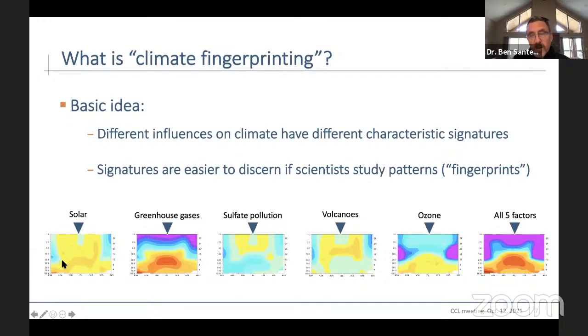So each one of these fingerprints is a slice through the Earth's atmosphere, from the North Pole to the South Pole, and from the surface right up into the stratosphere, nearly 30 kilometers. And they're different. Yellow to red means warming, blue to purple means cooling. And without getting into the details, the idea is that in climate model world, you can do these let's change only one thing at a time simulations. You can understand the unique fingerprints of the sun and greenhouse gases and sulfate pollution and volcanoes. And you can use this pattern information to disentangle these different influences in the observations.